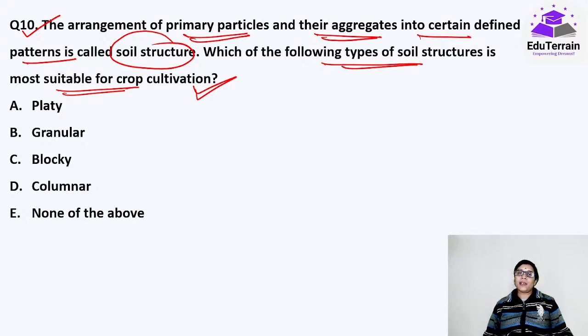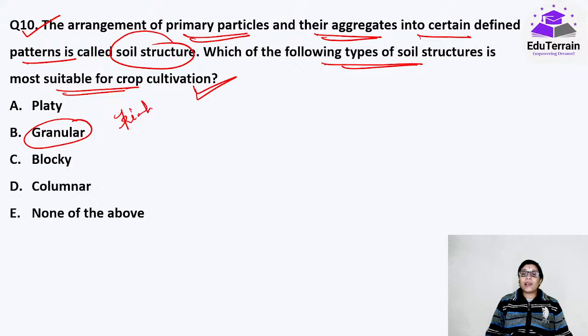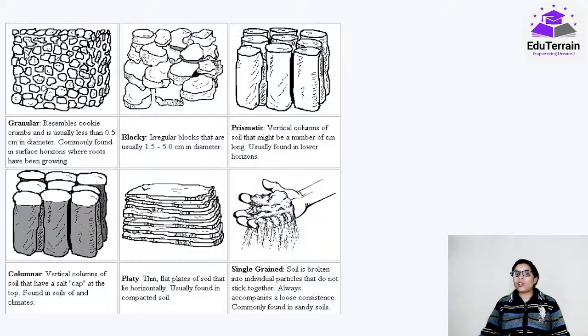Okay, here the correct answer is granular, or we say friable nature. This is very important for crops because aeration and everything would be there, thereby the plant will be able to survive very nicely. So it is a granular nature, as you can see, a granular crumbly nature it's called, or friable nature.